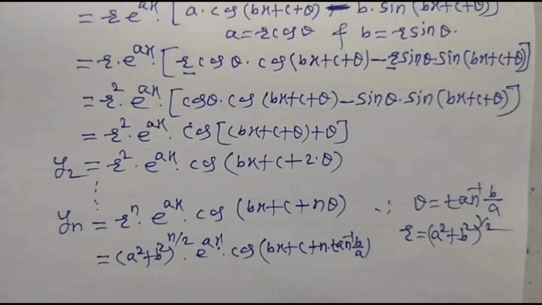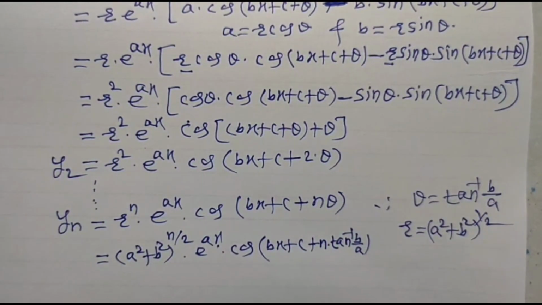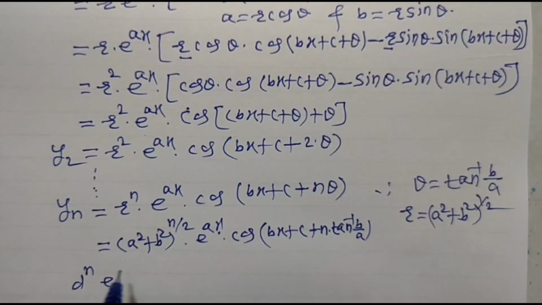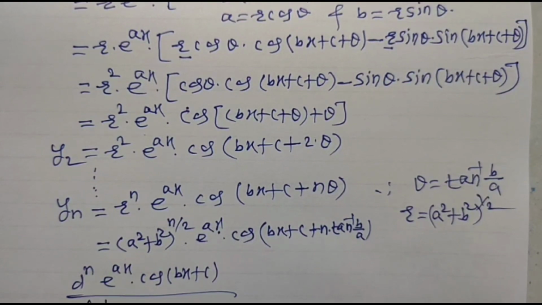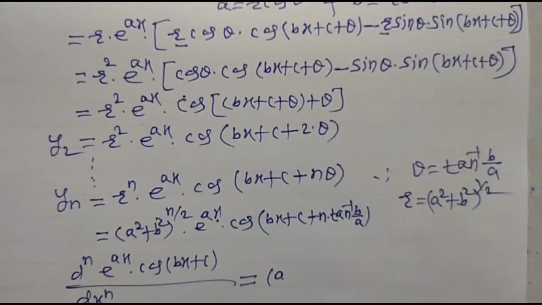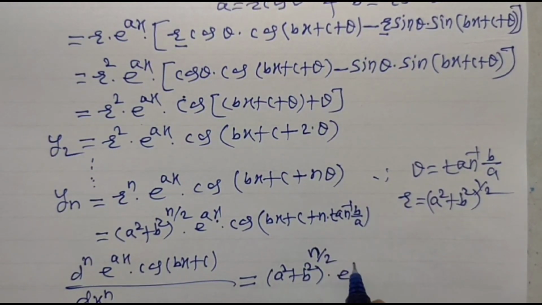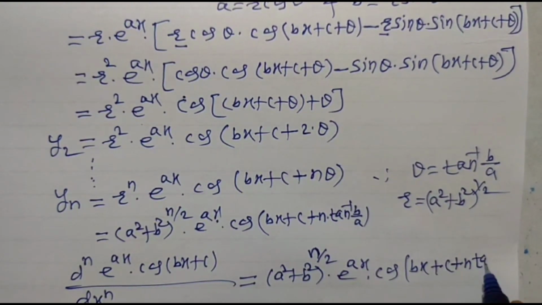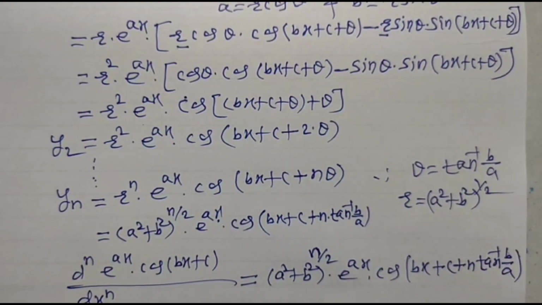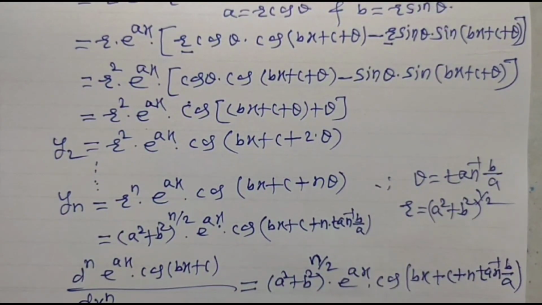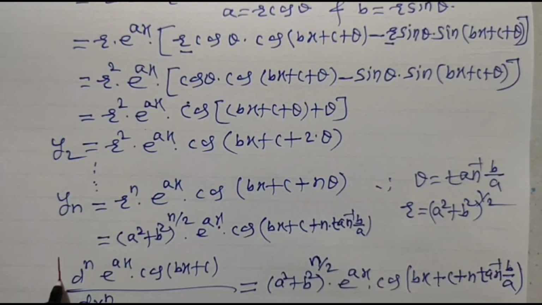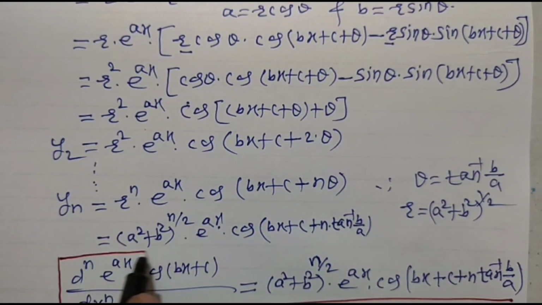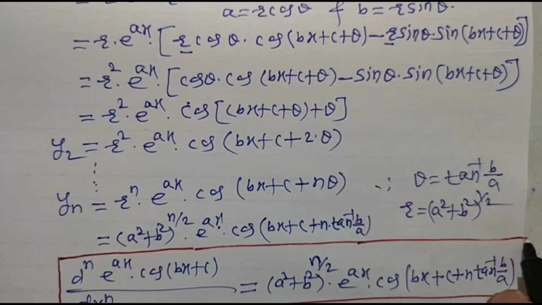So we can write this as a standard formula. Hence the nth derivative of e to the power ax into cos of bx plus c with respect to x to the power n is equal to (a square plus b square) to the power n upon 2 into e to the power ax into cos of bx plus c plus n times tan inverse b upon a. You can consider this as a standard formula, and remember it, and we have to apply it to solve problems on the nth derivative of a given function, that is successive differentiation.